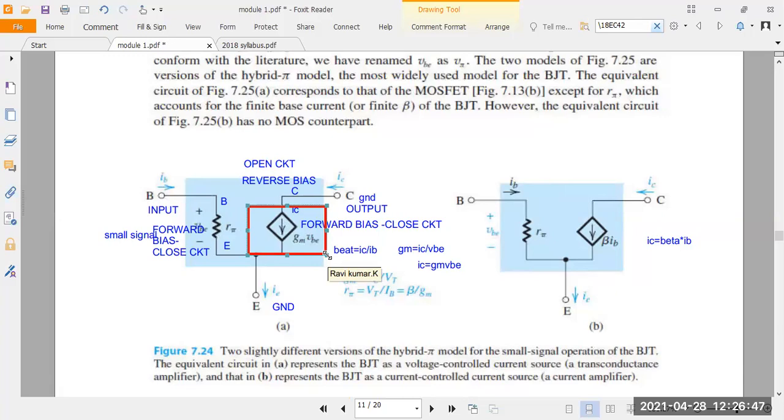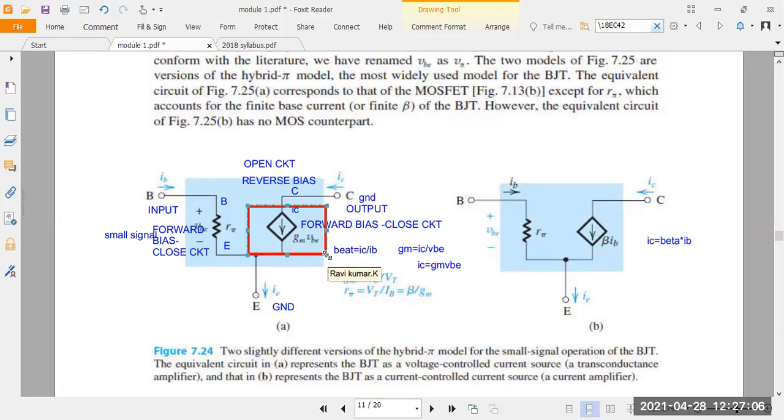Current source means it's a saturation current. Not only the minimum current, here we are maintaining the maximum current. That's why we call it transconductance, that is output current divided by input voltage. Here, the transconductance is directly proportional to collector current.